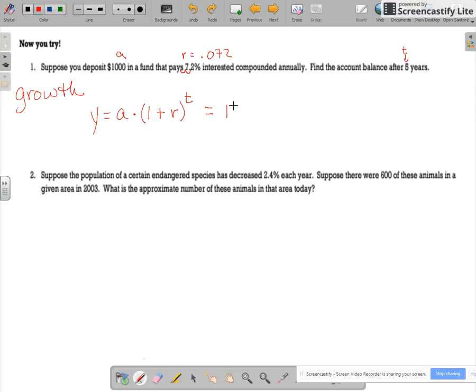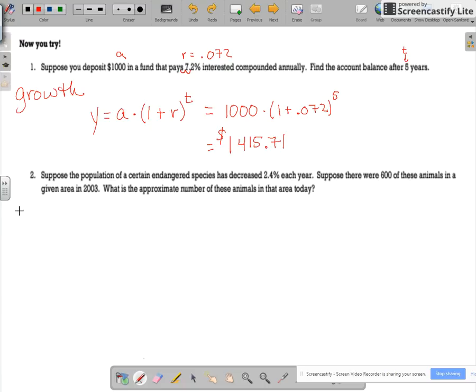Let's plug in the values that we know. So a is 1,000 times (1 plus 0.072) raised to the 5th for the 5 years. When you plug that into your calculator, you get 1,415.71. Okay, this is money, so it's going to be in dollars. So it's $1,415.71 in your bank account after 5 years.